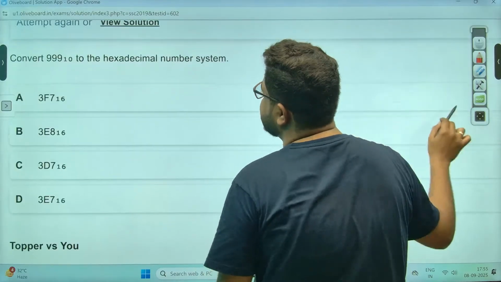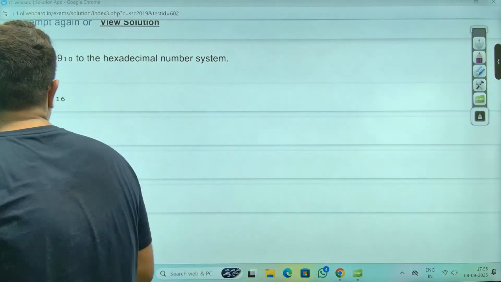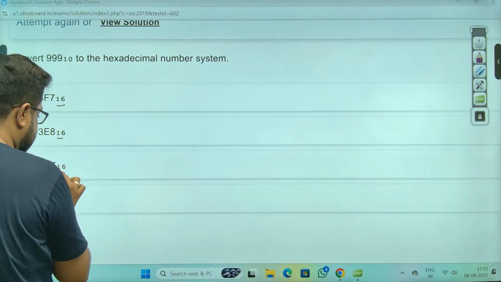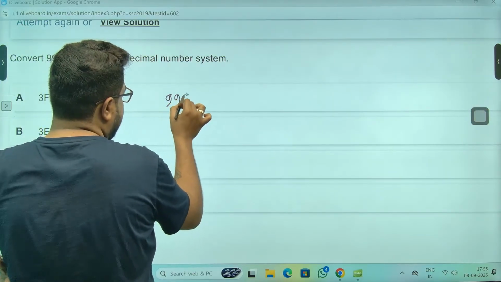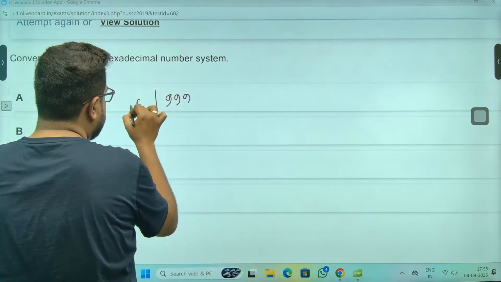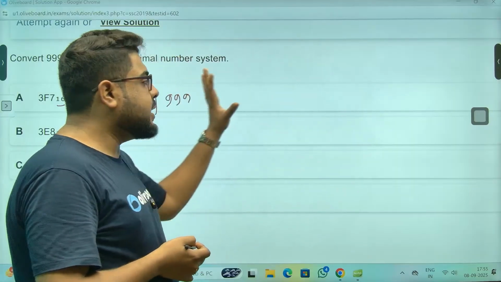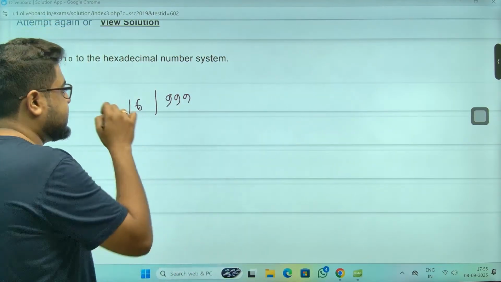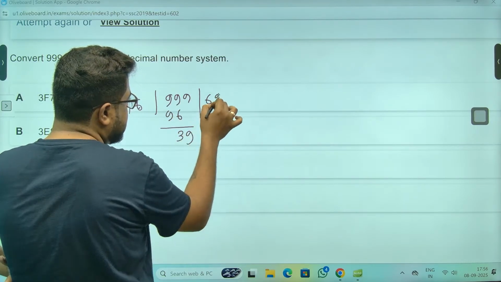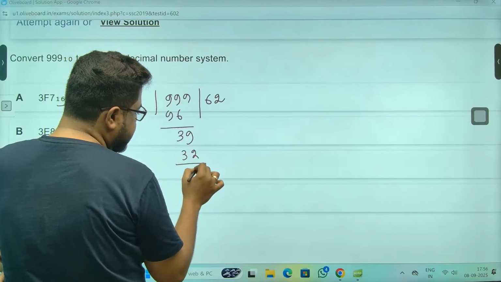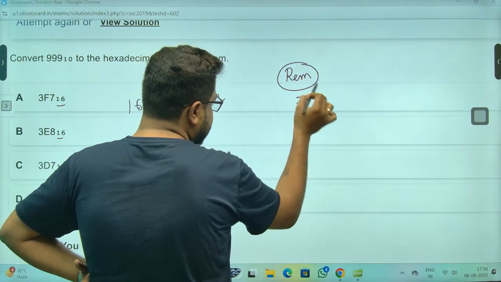Acha, hexadecimal system. Hexadecimal means 16. 16 is given, so we take 999 and divide this by 16. Everything here has to do with the remainder. 16 6s are 96, 3 9. 16 2s are 32, and 7 is the remainder. I'm writing the remainder here. So this is 7.